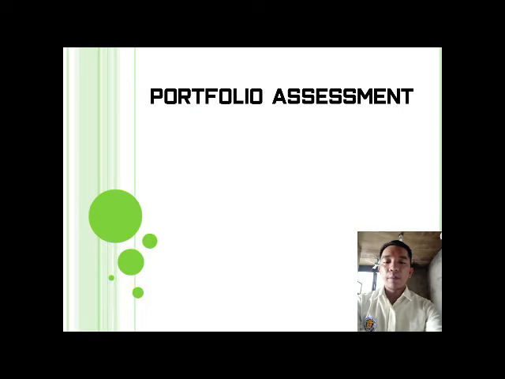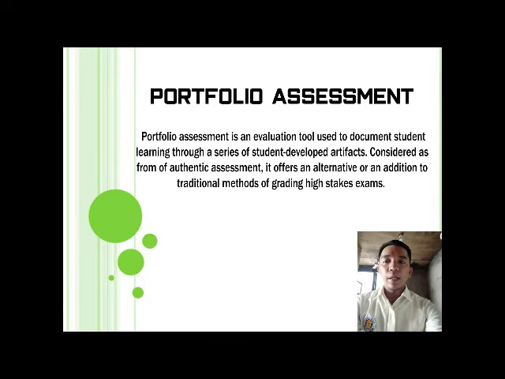Today I am going to discuss what is portfolio assessment. Portfolio assessment is an evaluation tool used to document students' learning through a series of student developed work. Considered a form of authentic assessment, it offers an alternative or an addition to traditional methods of grading, like high-stakes exams. Portfolio assessment gives both teachers and students a controlled space to document, review, and analyze content learning. In short, portfolios are a collection of student work that allow assessment by providing evidence of effort and accomplishments in relation to the specific instructional goals.